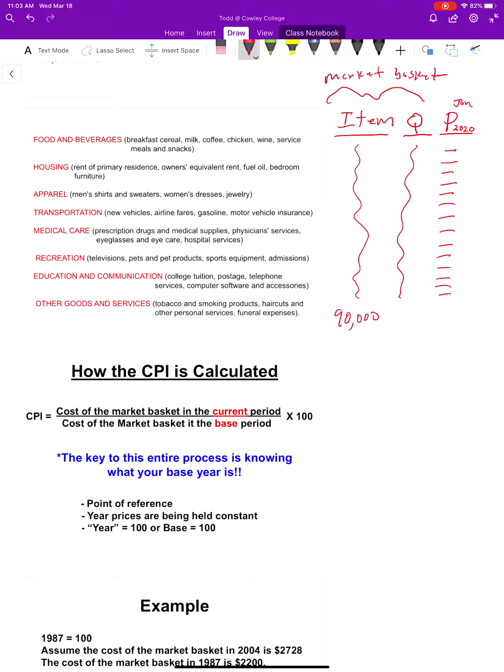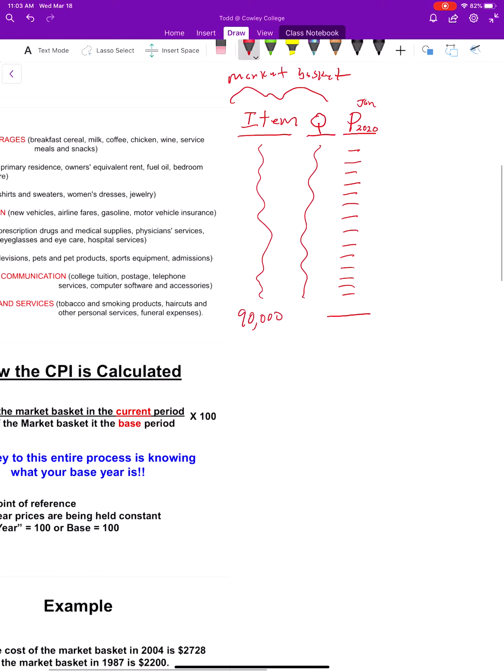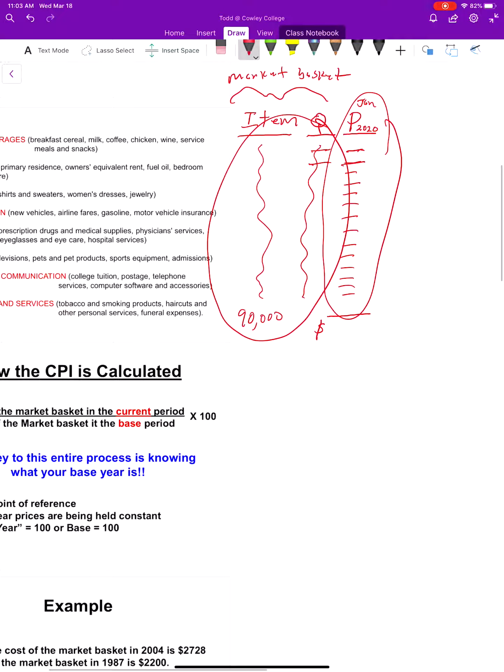and they will gather prices on all 90,000 items across the United States. Then they will plug that all into their computers, and their computers will take quantity times price, quantity times price, and then add all of that up. And let's just say, for an example, and let's keep the number simple, that this market basket at these prices is going to cost $1,000 in January of 2020.